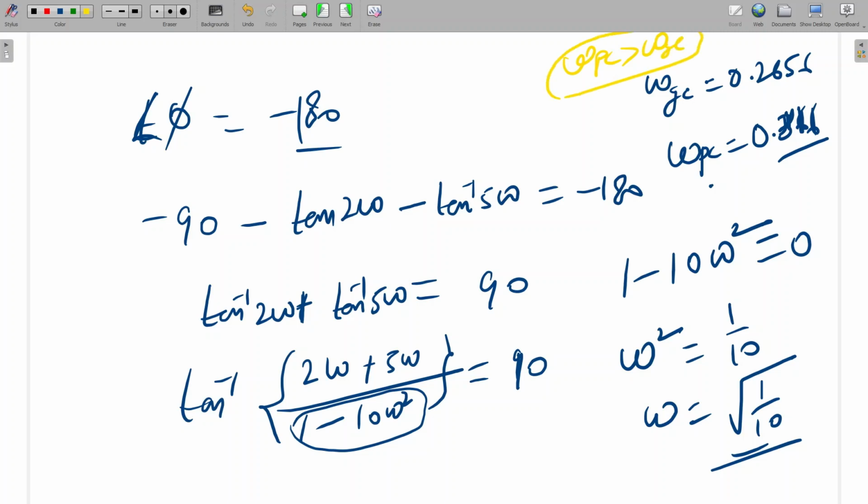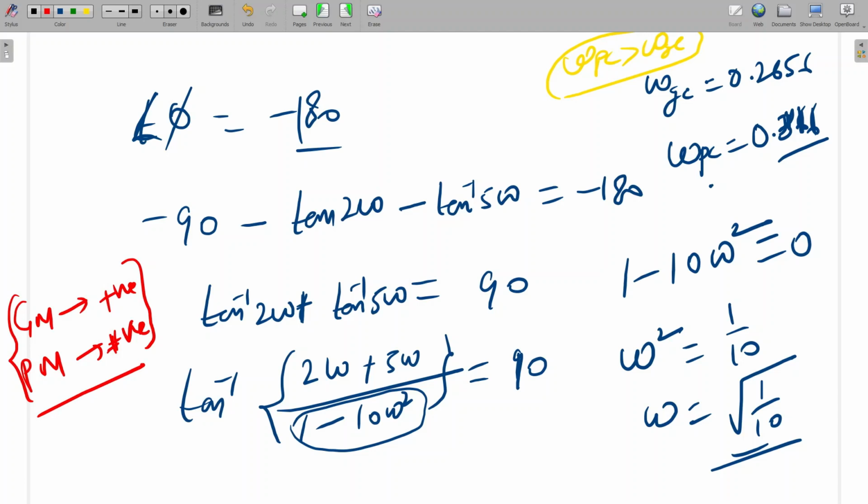The other method is also there, like gain margin and phase margin. So gain margin and phase margin both should be positive. If one of these is negative, then our system will be unstable. So both should be positive. Okay, is it clear to all? What will be the phase margin of this system?